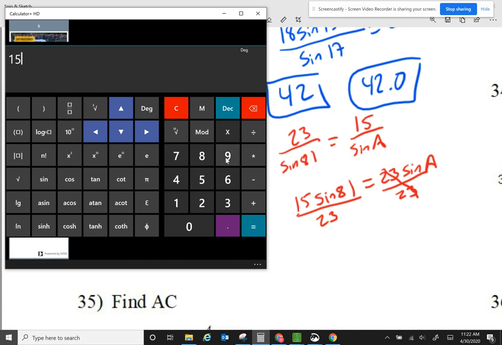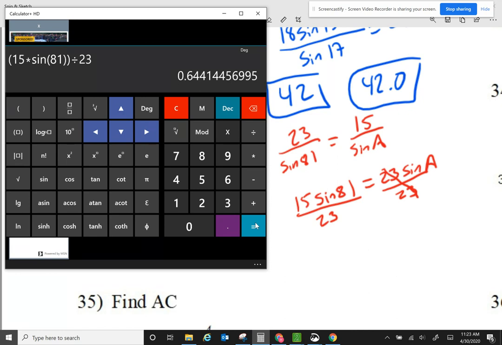So 15, oh, I forgot my parentheses at the beginning. 15 times sine of 81, close parentheses, divided by 23. I double check that that's what I want. 15 times sine of 81 divided by 23. Press equal. That's what sine of A equals.